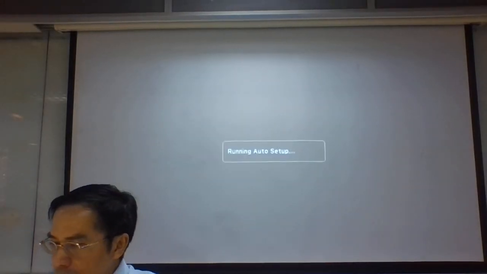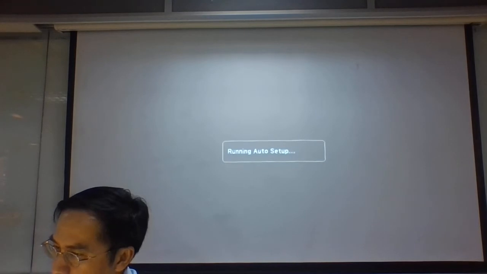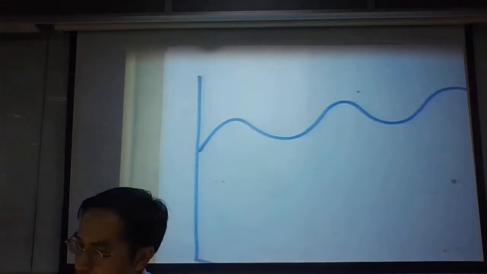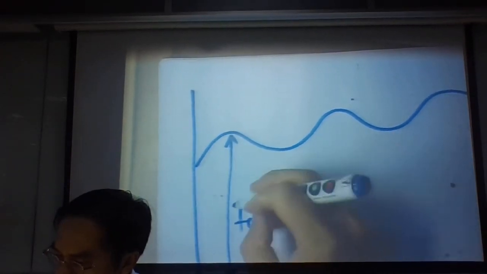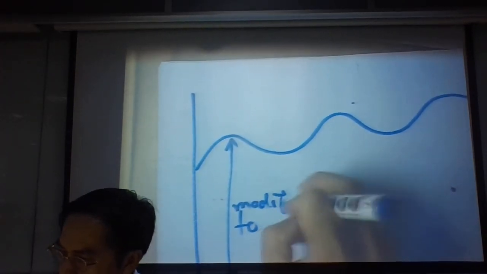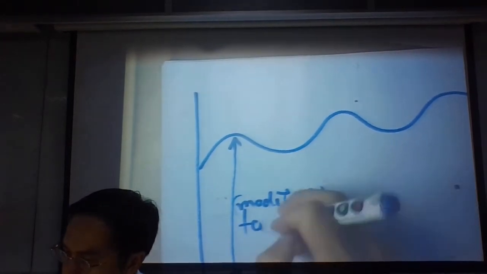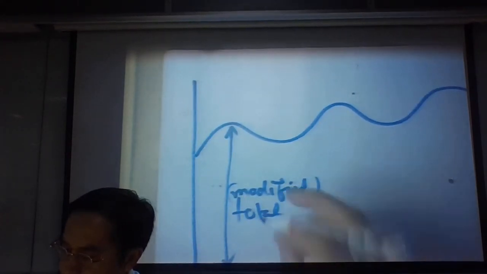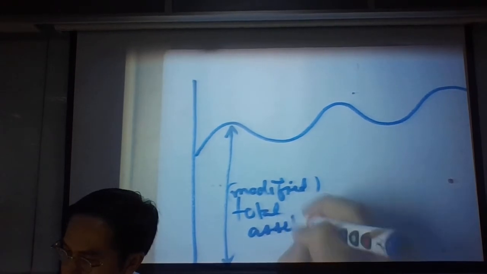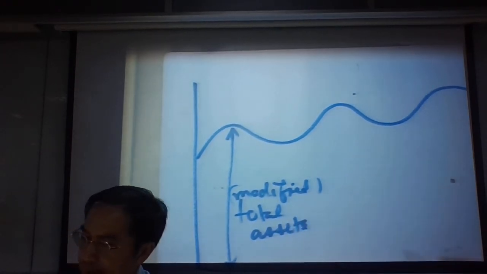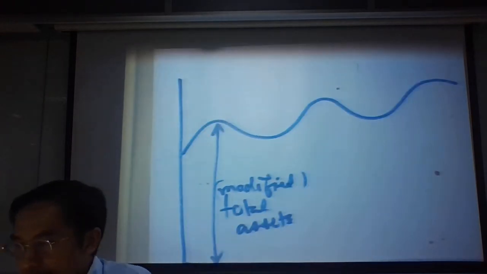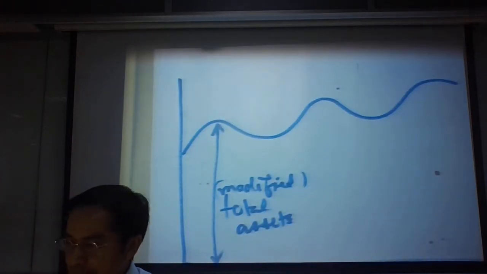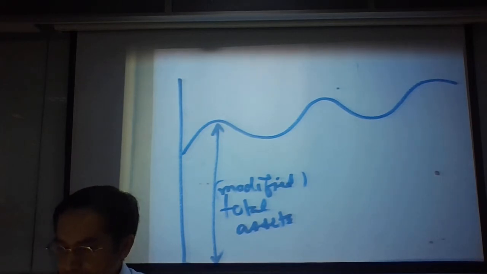Okay. First of all, the height of the wave here. This is your modified total assets. Modified total assets. Okay. And of course, the statement of financial position must be balanced.